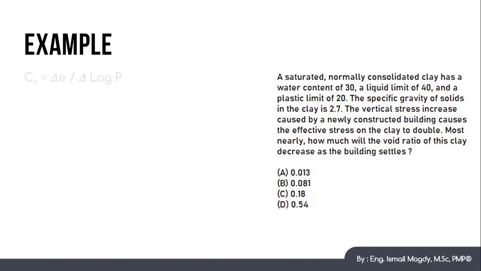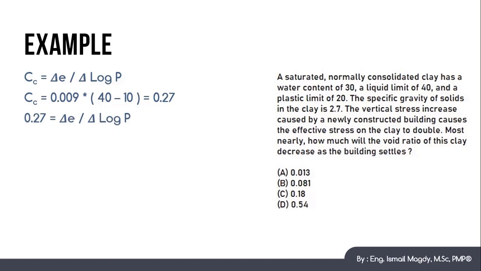So we will start by calculating Cc, which is the compression index for virgin compression, and it equals delta e over delta log P. At the same time, we know that the Cc equals 0.009 multiplied by liquid limit minus 10, which is 40 here, so the Cc will equal 0.27. So this means that 0.27 equals delta e over delta log P. And we want to calculate the delta e here, because this is what he's asking for. He wants to know the change in the void ratio. So now we need to calculate the delta log P.